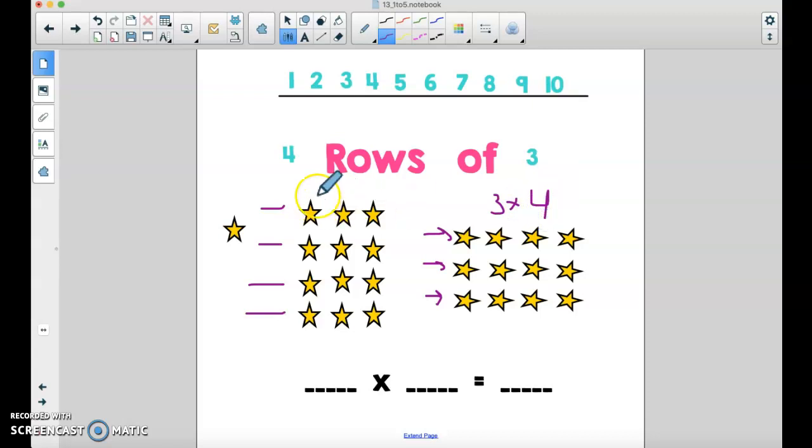But this multiplication sentence is 4 times 3. That's where you guys were getting mixed up. 4 rows of 3 is 1, 2, 3, 4, and 3 rows of 4 is 1, 2, 3. So this first number counts for the rows.